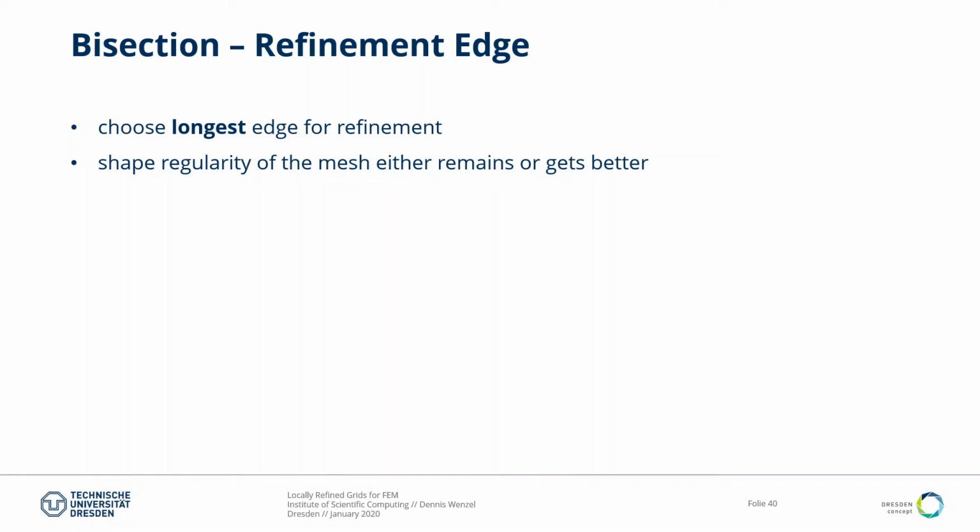And that's now finally the explanation why we, in the beginning of the grid creation, said that we need to introduce a particular numbering scheme such that we always know what the longest edge is. Here comes the reason, because we want to use this edge for refinement. And if we do this, the shape regularity of the mesh either remains as it is, so your constant C just keeps the same, or it gets better.